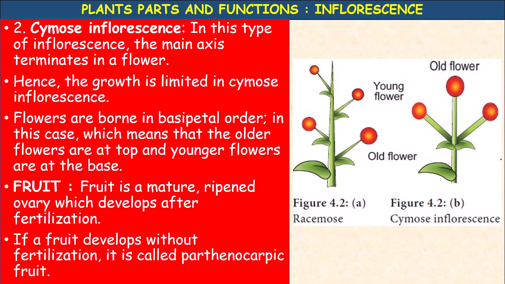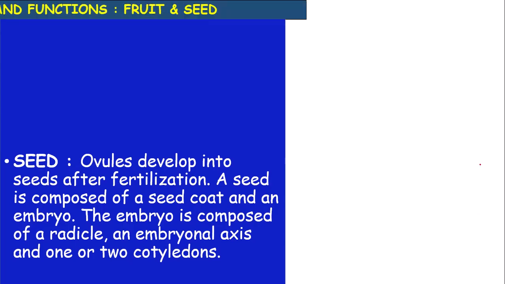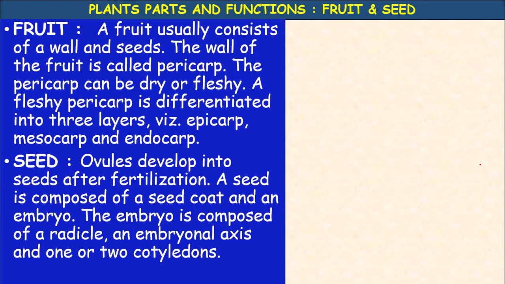So this is the cymose inflorescence, where the top consists of old flowers and the base young flowers. It is called basipetal succession. Okay, next.